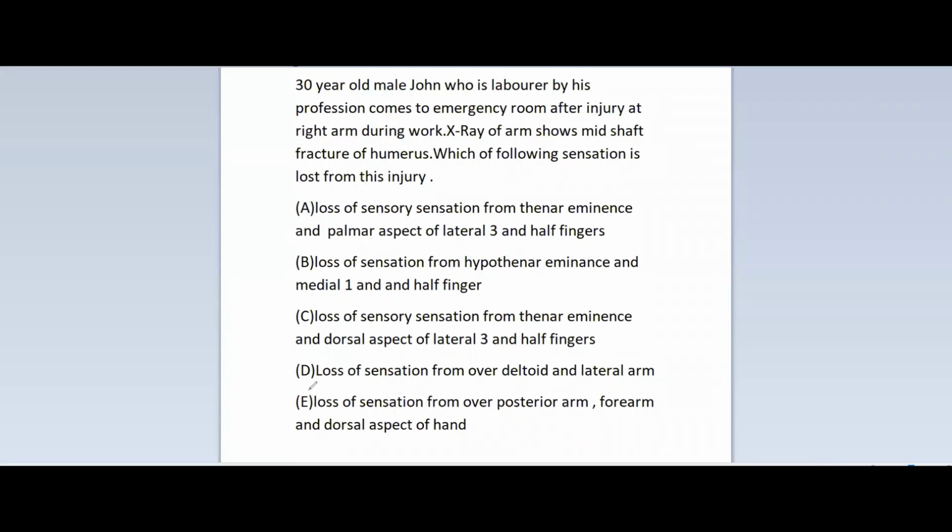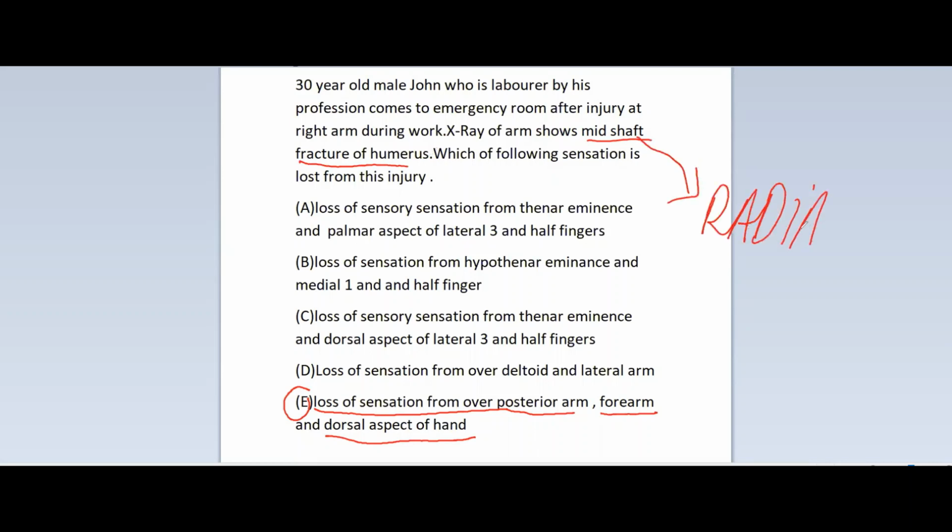The right option for this clinical vignette is loss of sensation from the posterior arm, forearm, and dorsal aspect of the hand. And a mid-shaft fracture will lead to radial nerve injury. Radial.